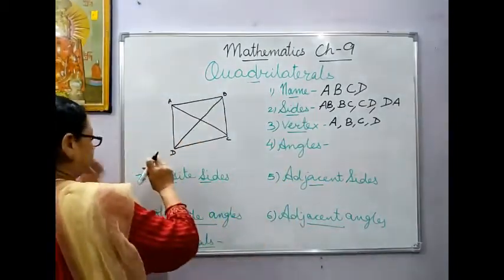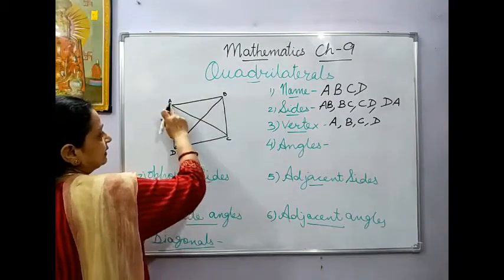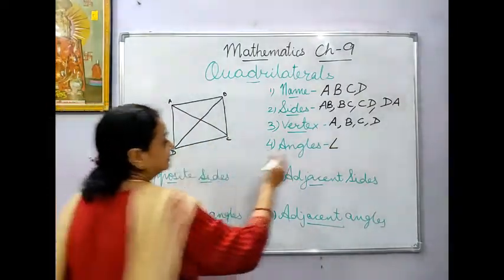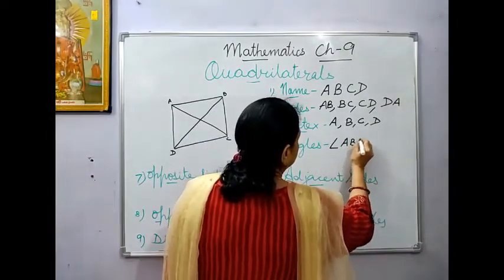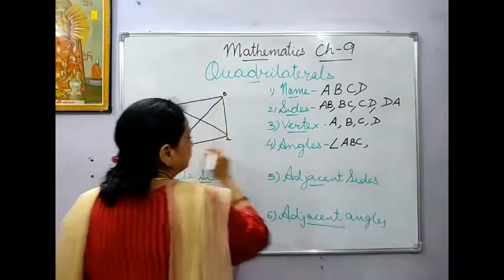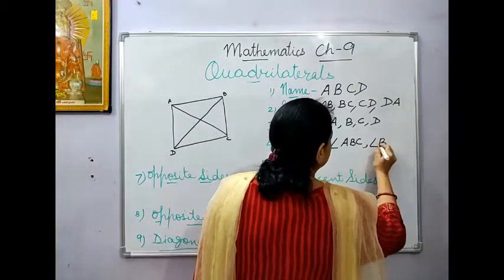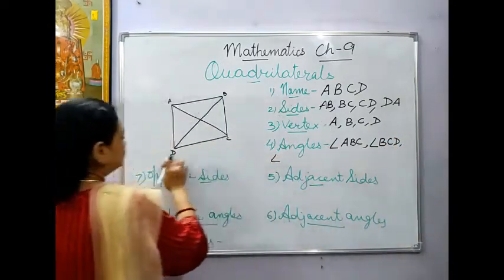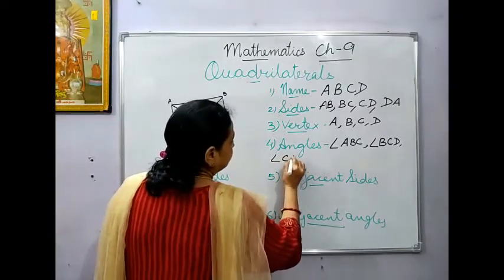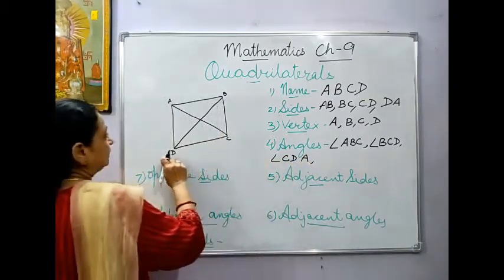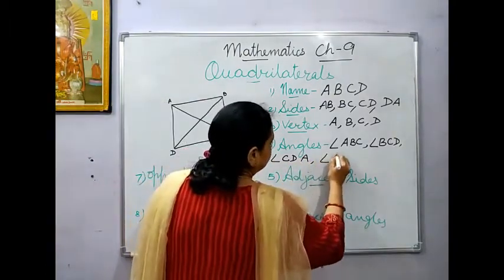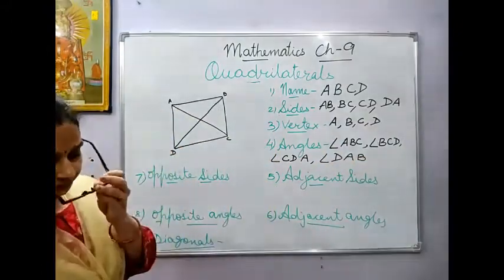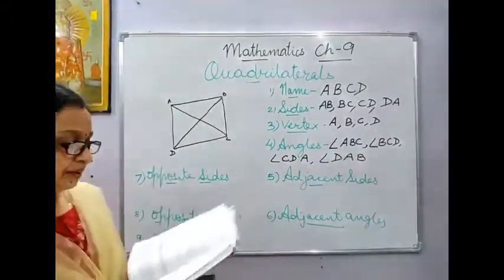Now I'll write it. If we take like this, A, B, C. See children, for the sign of angle we have to write like this, angle ABC. Then angle BCD. Then angle CDA. Then angle DAB. Hope this is clear. Okay.